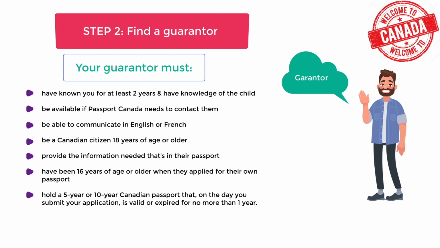Be available if Passport Canada needs to contact them. Be able to communicate in English or French. Be a Canadian citizen 18 years of age or older. Provide the information needed that's in their passport. Have been 16 years of age or older when they applied for their own passport. Hold a 5-year or 10-year Canadian passport that, on the day you submit your application, is valid or expired for no more than 1 year.